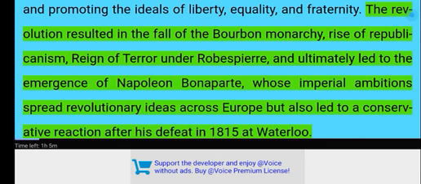The revolution resulted in the fall of the Bourbon monarchy, rise of republicanism, reign of terror under Robespierre, and ultimately led to the emergence of Napoleon Bonaparte, whose imperial ambitions spread revolutionary ideas across Europe but also led to a conservative reaction after his defeat in 1815 at Waterloo.